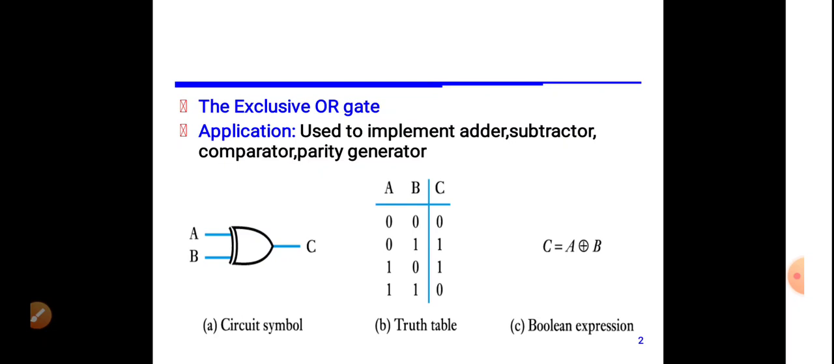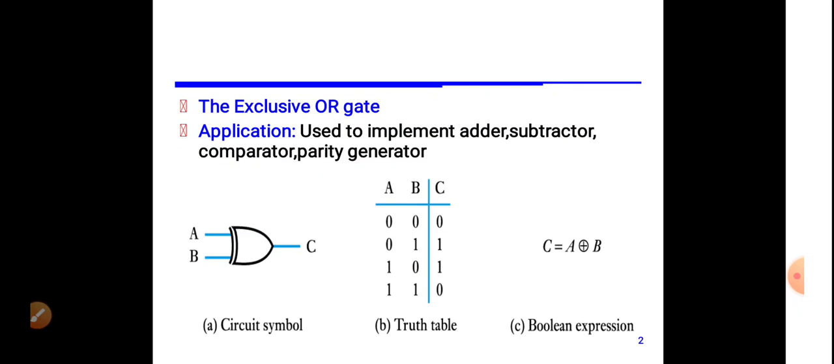That is the reason we can also call this exclusive OR gate an anti-coincidence gate. Anti itself indicates opposite. Coincidence is nothing but equal. Only when the inputs are not equal is the output 1. So the exclusive OR gate is also called the anti-coincidence gate.